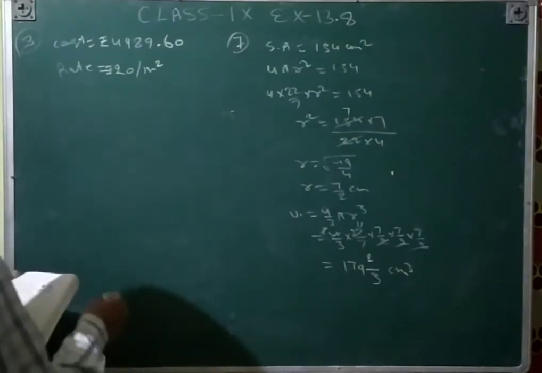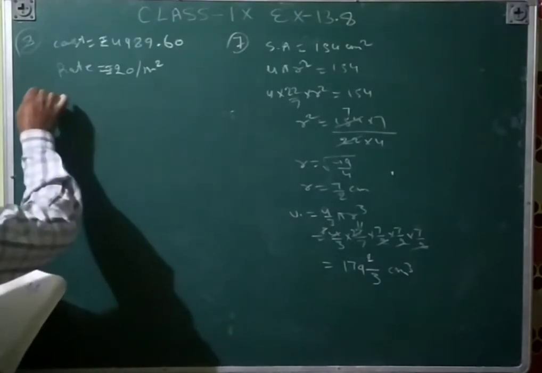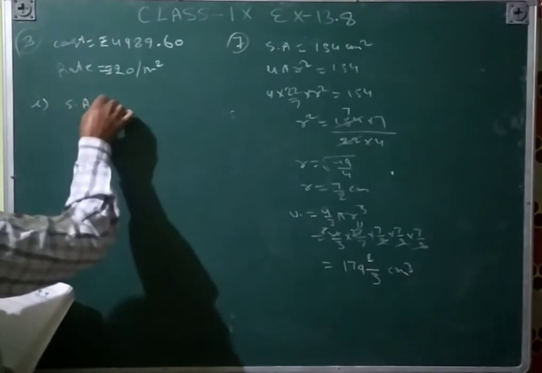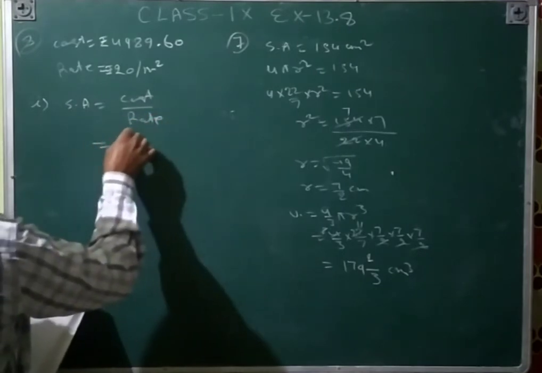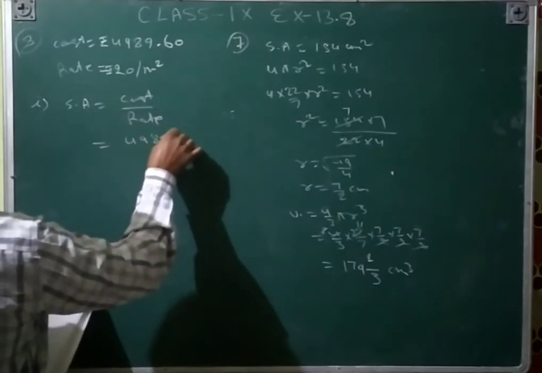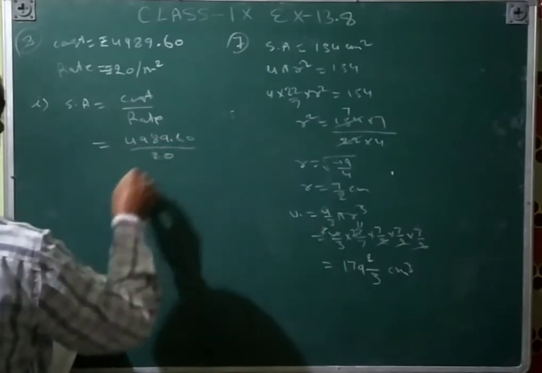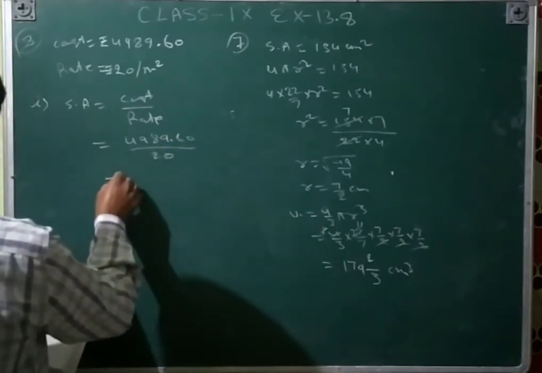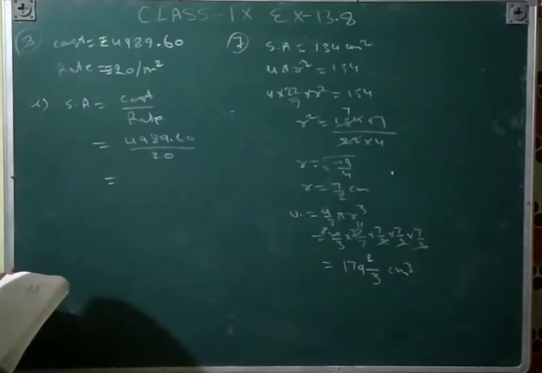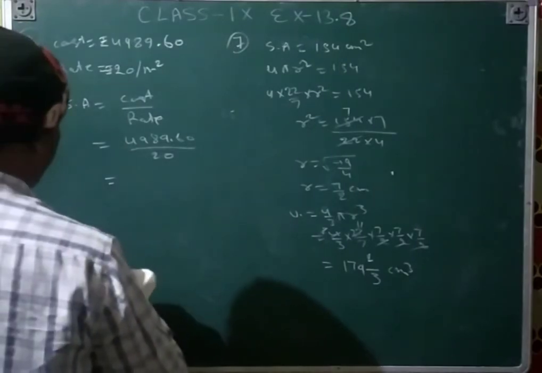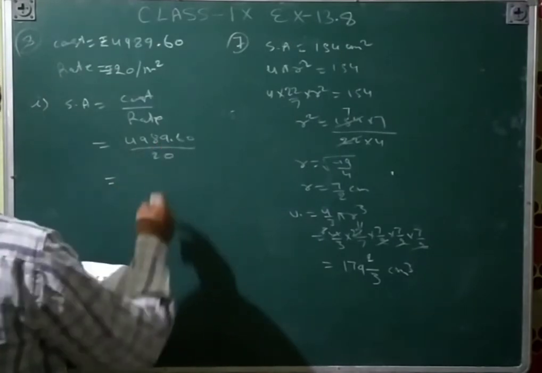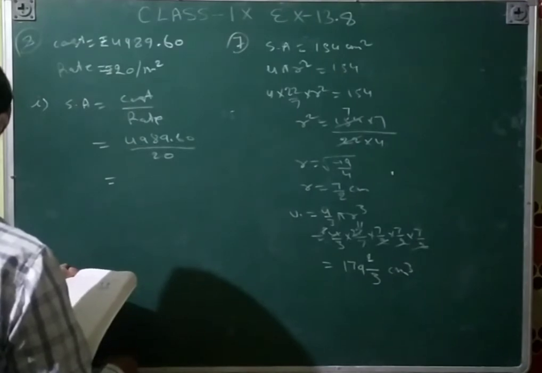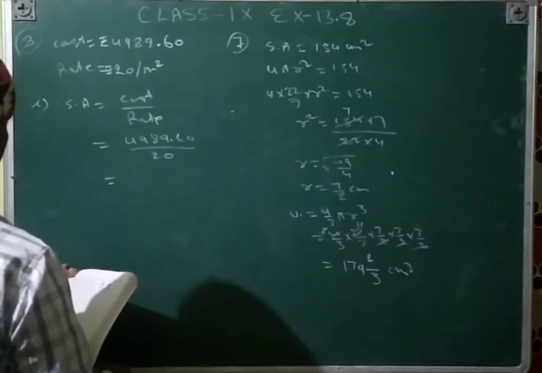So we need to find the surface area. So surface area is equal to cost upon rate. So cost is 4989.60 upon 20. So by the cancellation of that, here it will become decimal. So 249.48 is the inside surface area of the dome.